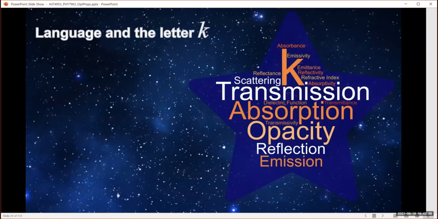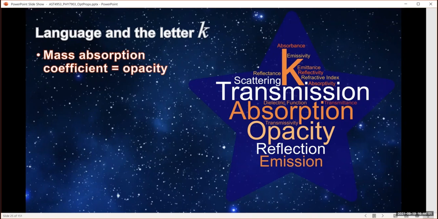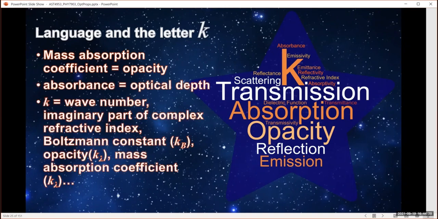So let's go off at a tangent for a second and talk about the letter k. I just mentioned that the absorption coefficient is sometimes kappa, sometimes k. k is a problem because we use it for too many things. It can be used for mass absorption coefficient or opacity, and we'll come to those definitions in a little while. k is used for the wave number, which is related to frequency, or 1 over the wavelength. k is also the imaginary part of the complex refractive index, which we'll come back to.